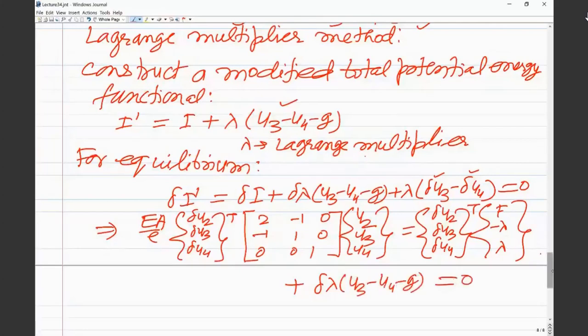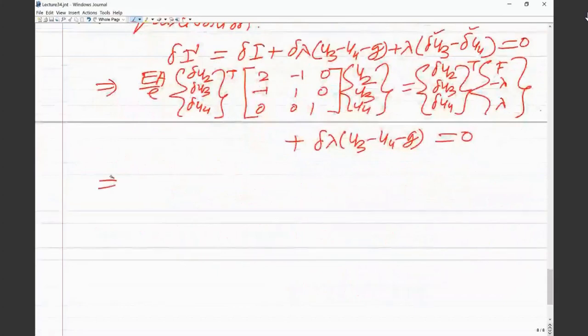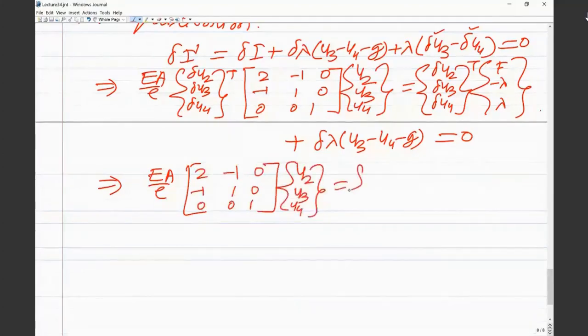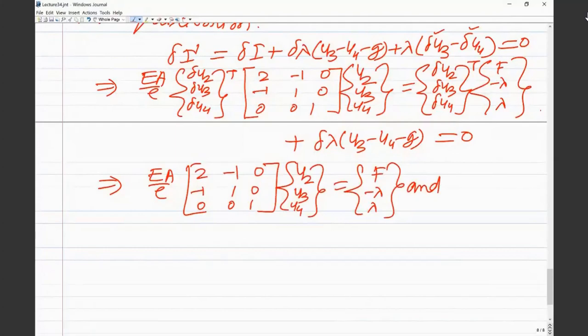So from this, the first set of equations is EA by L, and then 2 minus 1 0, minus 1 1 0, 0 0 1, that's the stiffness, into u2 u3 u4, equal to the right hand side, which will have f minus lambda and lambda. The other equation is that the coefficient of delta lambda should also separately be 0, so that will give u3 minus u4 minus g equal to 0.